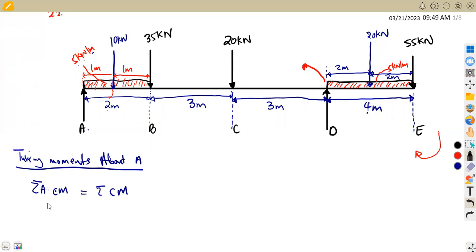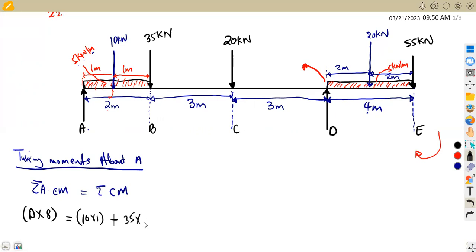D back to A is force times distance. The distance is 3 plus 3, which is 6, plus 2, which is 8. So it's D times 8, which is equivalent to all the clockwise moments. From the 10, back to A, that's 10 times 1, plus 35 back to A, which is 35 times 2, a distance of 2 meters.